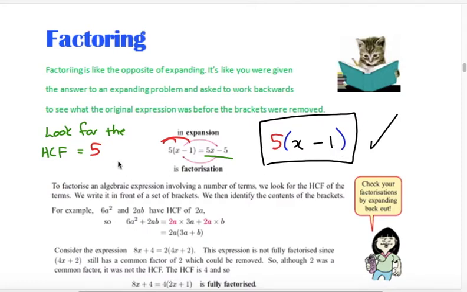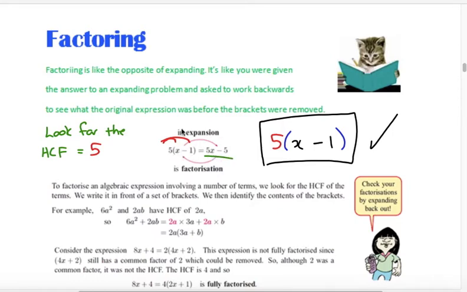Factoring is when you're given the factorized version as the answer and they want you to go back to the expanded version, so to do the reverse step basically. So this is what I've said here. Factorizing is like the opposite of expanding. It's like where you're given the answer to an expanding problem like this, and you're asked to work backwards to see what the original expression was before the brackets were removed. So this would be the question, this would be the answer.